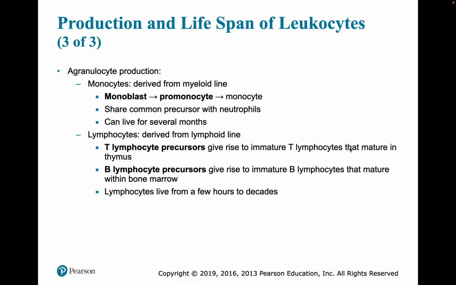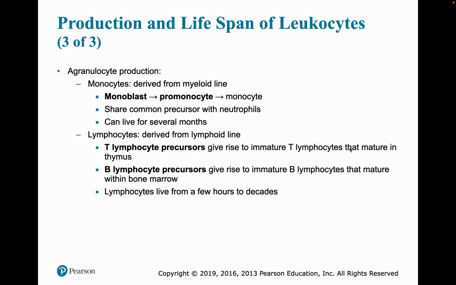Agranulocytes would include monocytes derived from the myeloid line. So the pathway would go from monoblast to promonocyte to monocyte. They do share common precursors with neutrophils, and they can live for several months in the body.